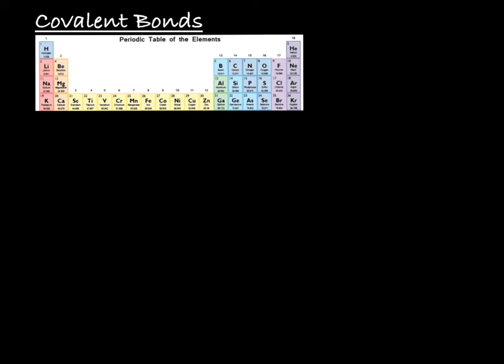So in this video, we're going to be talking about covalent bonds. And in a covalent bond, that's when we share our electrons. So one atom doesn't give up or gain electrons, they're going to share so that both of their outer energy levels are full. Typically, covalent bonds occur between a nonmetal and another nonmetal.